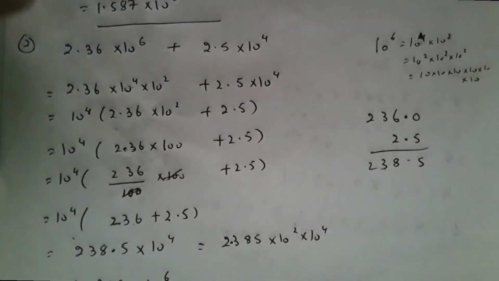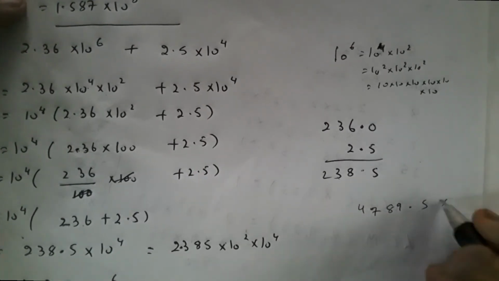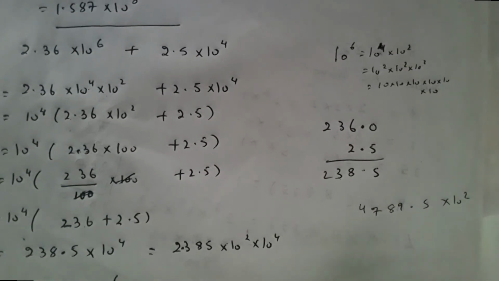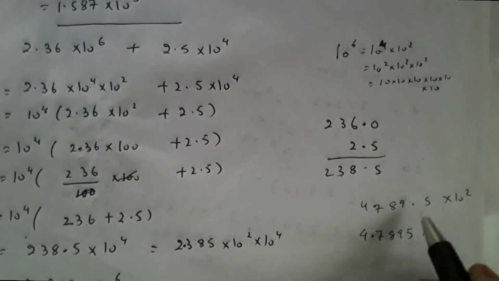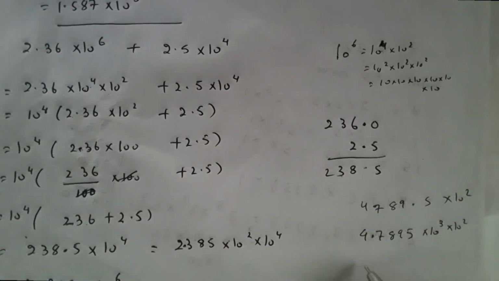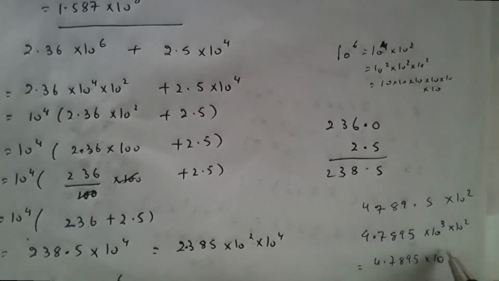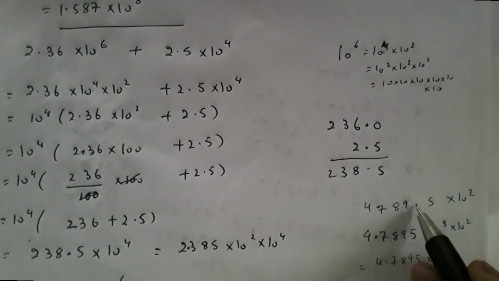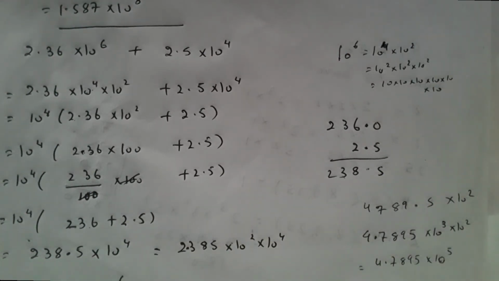Suppose it is, let's say, 4789.5 into 10 raised to power 2. If you bring this decimal here, what do you get? 4.7895 into 10 raised to power, how many numbers are there between this decimal and this 4? 3. So 10 raised to power 3 into 10 square equals 4.7895 into 10 to the power 5. Remember, between this point and this first number, 3 numbers, so 10 to the power 3. If there are 4 numbers, 10 to the power 4. If there are 5 numbers, 10 to the power 5, and so on and so forth.